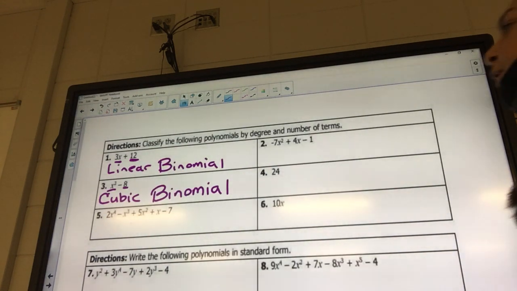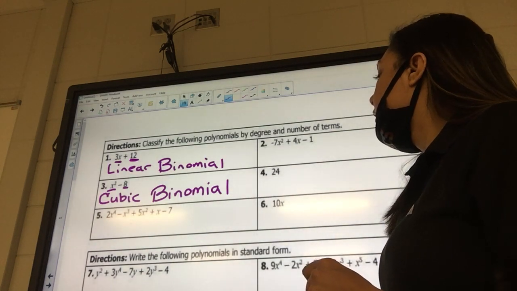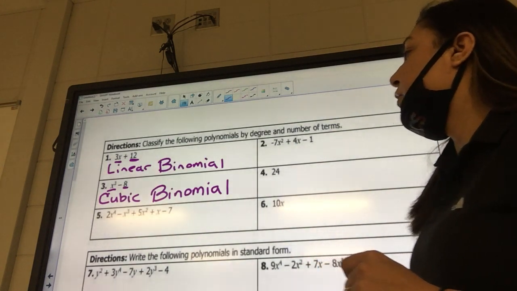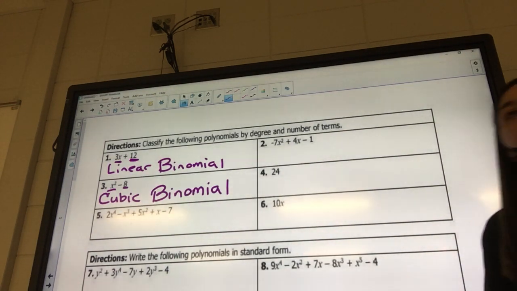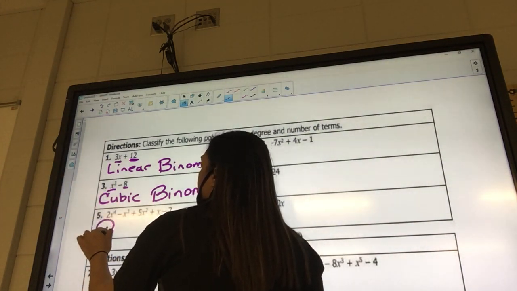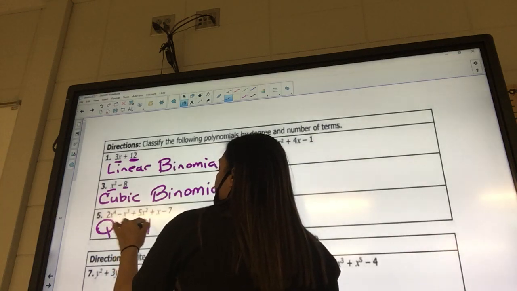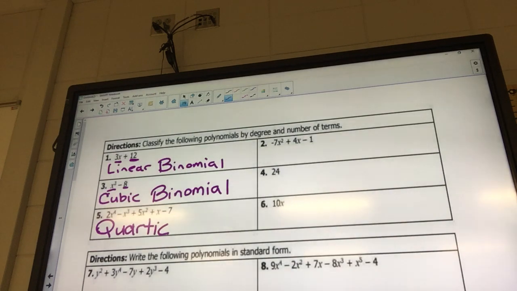Okay, look at 5. What's the highest exponent? It looks like a 4. What's the highest exponent? 4, so it's going to be quadratic? It's quartic. A quadratic is if x squared is the highest. Okay, and then how many pieces does it have? It's got 5, so it's still going to be a polynomial.